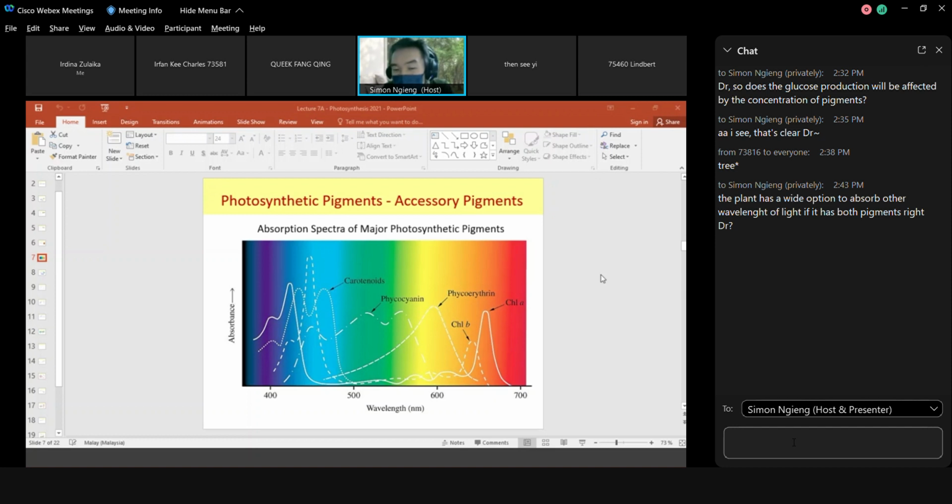Because the amount of carotenoid or chlorophyll that is present is already controlled by the gene that is expressed by the plant itself. It's already encoded into the genome sequence of the plant. So I believe that it is fixed. It's more of being fixed rather than changing from time to time.